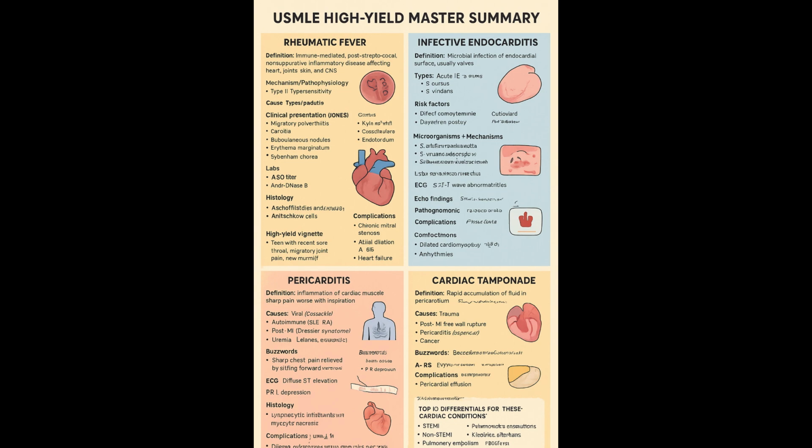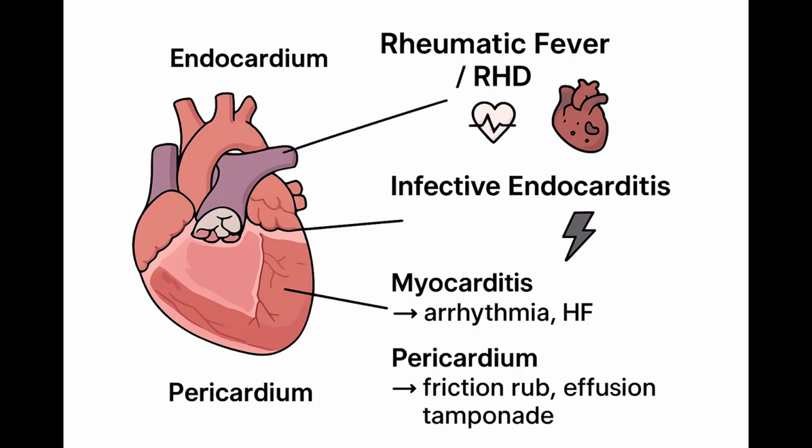That's a huge clue. Okay, that positional relief is a classic. What else do we look for? Two big things. On exam, you can sometimes hear this scratchy grating sound called a pericardial friction rub. And on the ECG, the hallmark is diffuse ST segment elevation pretty much everywhere.